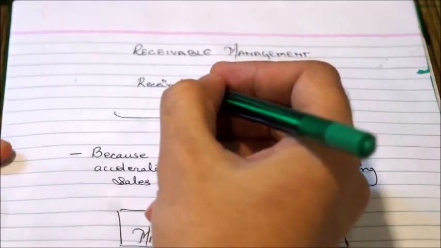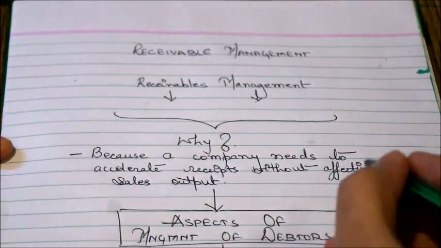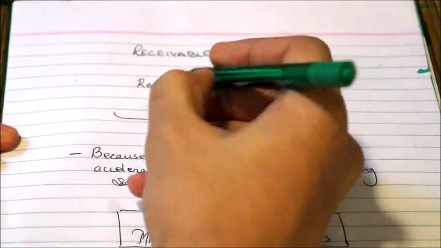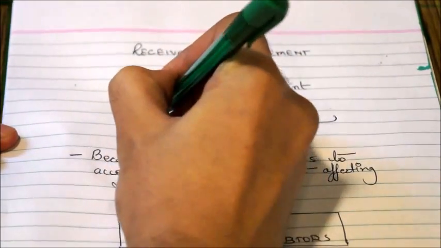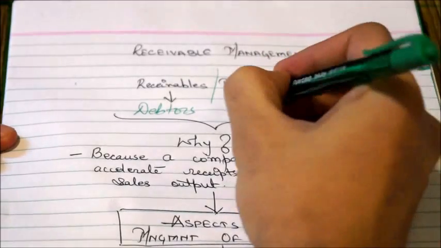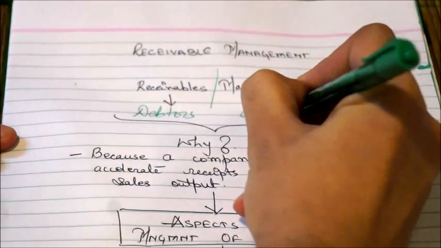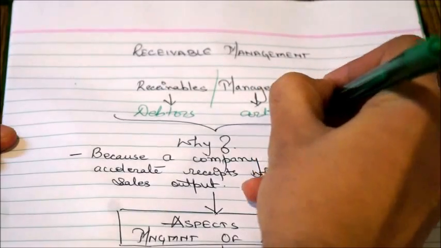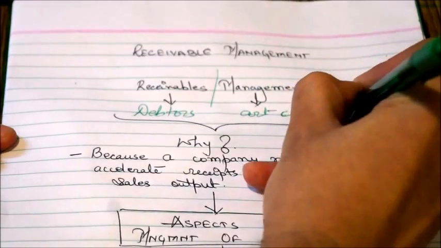Today we learn the next topic, which is our receivables management. What do you mean by receivables management? Let's break the word into two. What is receivables? Receivables are nothing but our debtors, people from whom we are going to receive money. Management, as we have learned, is art. So here in this sense it becomes art of collection.